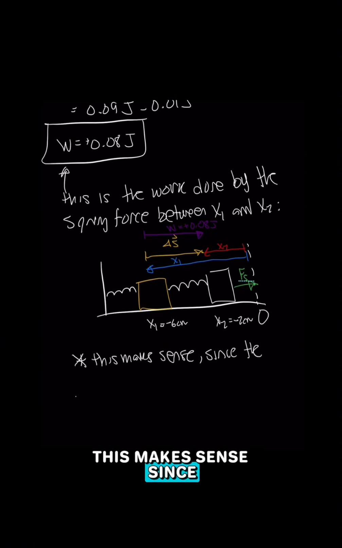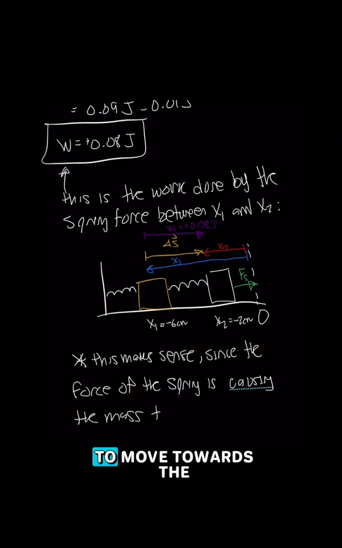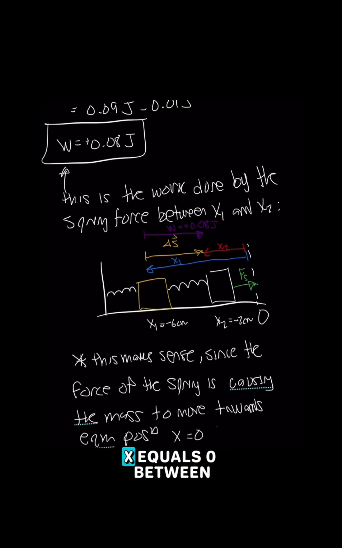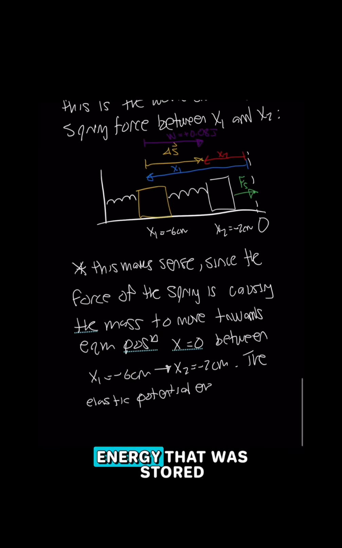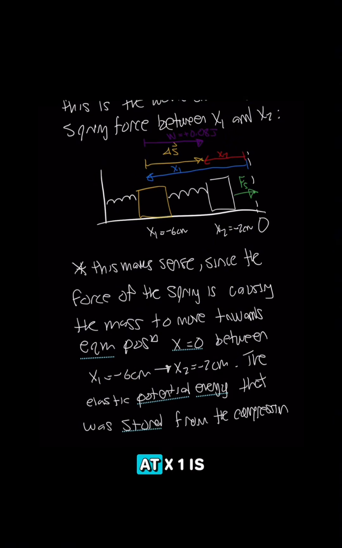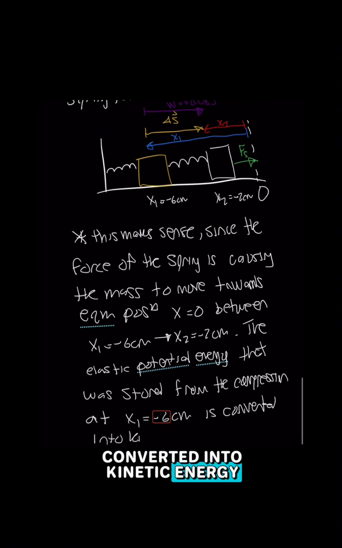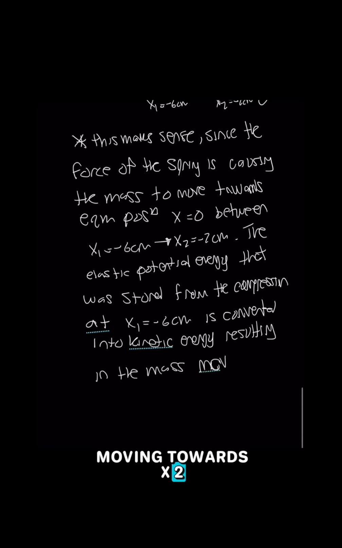This makes sense since the force of the spring is causing the mass to move towards the equilibrium position x equals 0 between our 2 points x1 and x2. And the elastic potential energy that was stored from the compression at x1 is converted into kinetic energy, resulting in the mass moving towards x2 equals -2 centimeters.